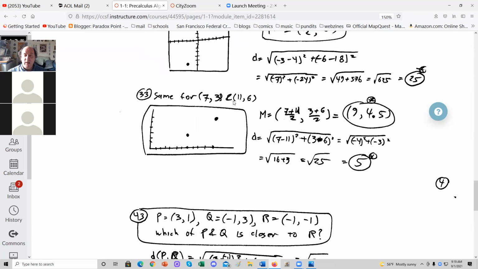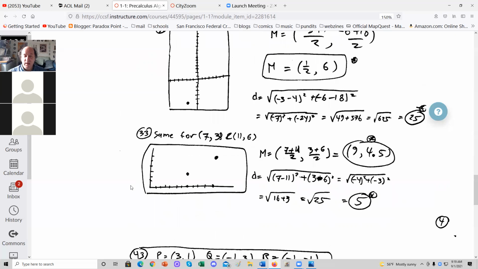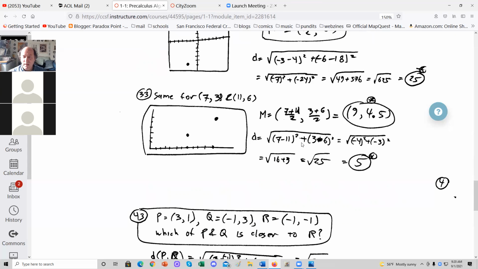Same for 7 by 3 and 11 by 6. So over 7 up 3, over 11 up 6. These are the points. The midpoint is the average of 7 and 11 over 2, 3 plus 6 over 2, which comes up to 9 by 4.5. The distance is the square root of the sum of squares of 7 minus 11 here, 3 minus 6 here. That's negative 4 squared plus negative 3 squared, square root. Root of 16 plus 9 is root 25. It's a distance of 5.